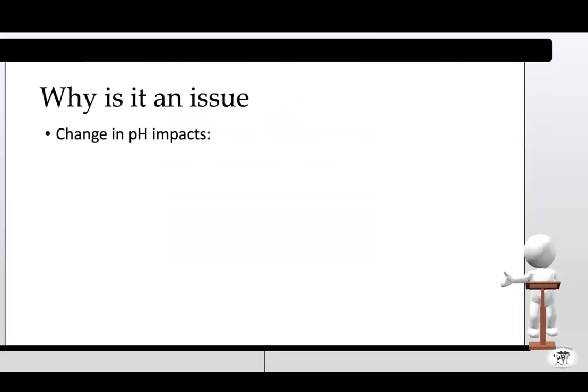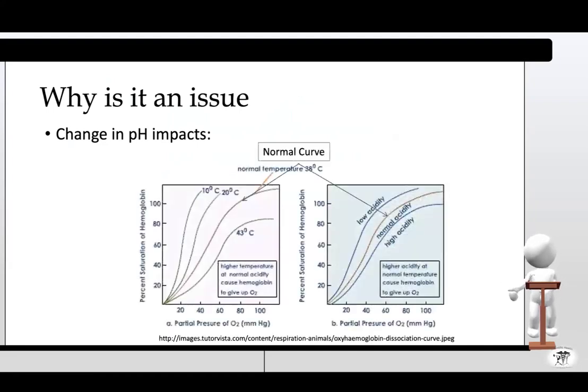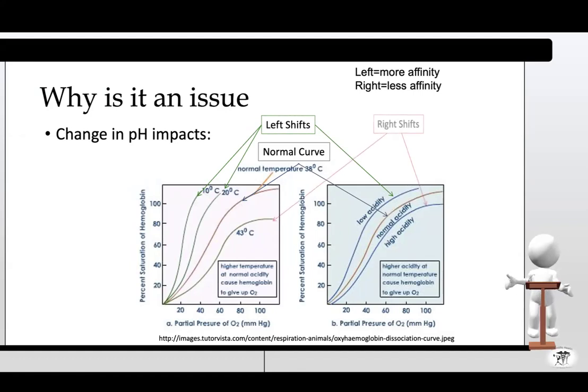Why is it important? What do we have to worry about in terms of changes in pH? What do we have to worry about in terms of changes in that anion gap? Well, the first thing we have to worry about is changes in the ability for our red blood cells, our erythrocytes, to move oxygen around, where changes in acidity are going to cause right shifts and left shifts to occur.